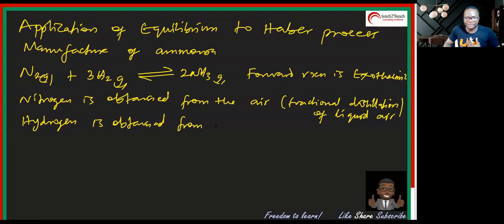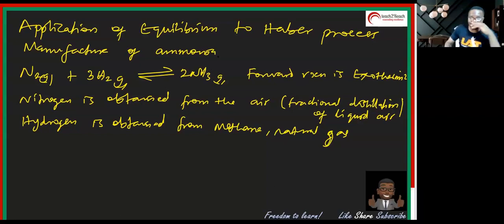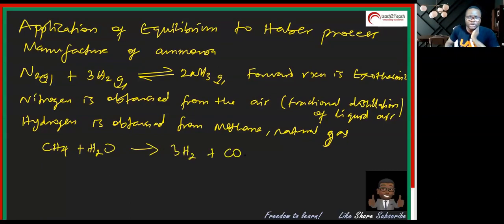Let me help you. Methane. It's obtained from methane. Methane is your natural gas. You can crack your methane, break it down. It is obtained by reacting your methane with steam, which is going to give you this.